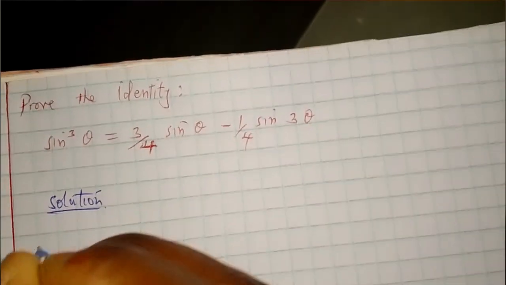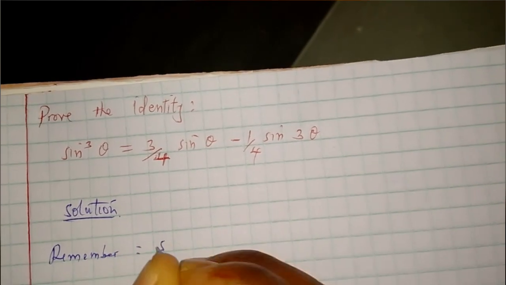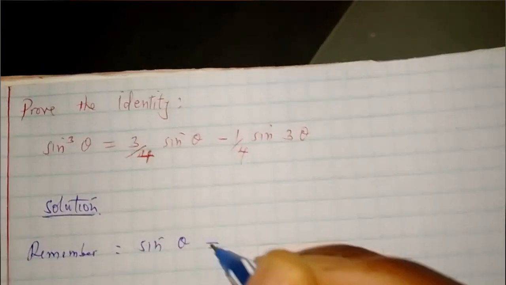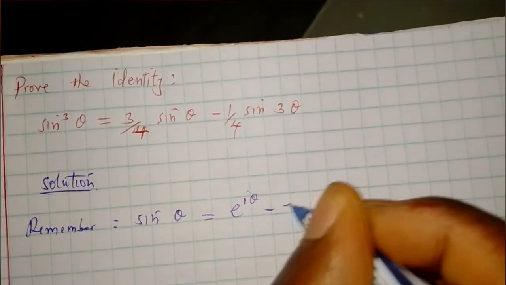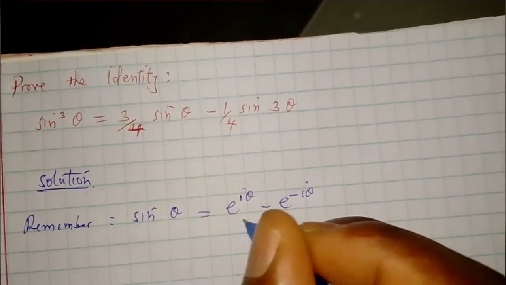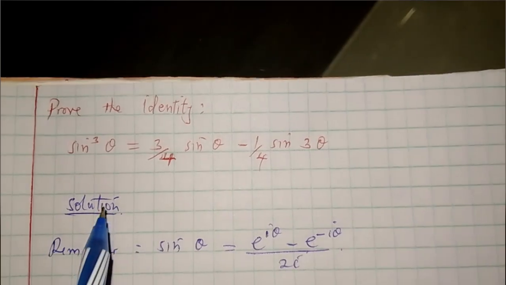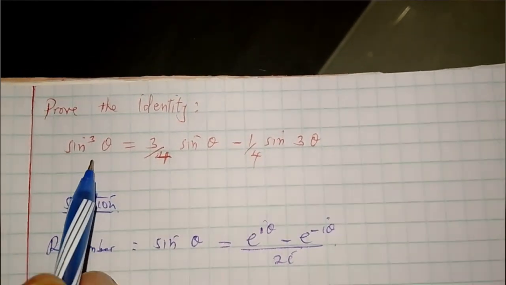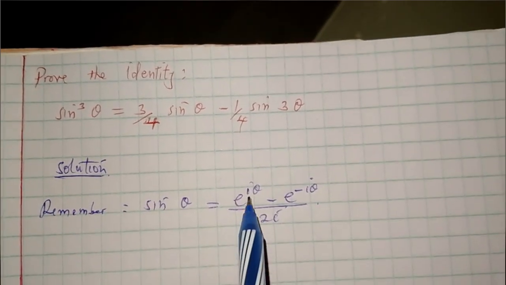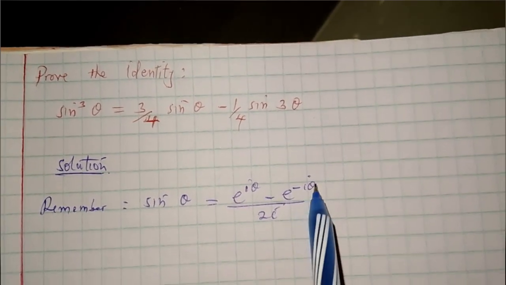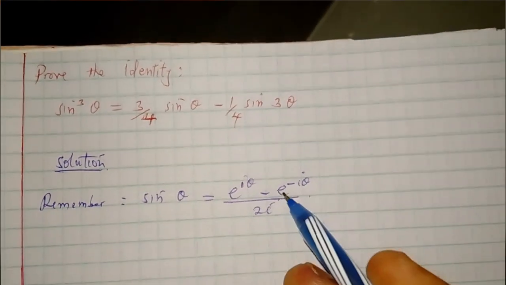Remember, sine theta is given by e raised to power i theta minus e raised to power negative i theta over 2i. So sine cubed theta is sine theta times sine theta times sine theta, meaning that I shall take this, e raised to power i theta minus e raised to power negative i theta over 2i, times this times this. Are we there?